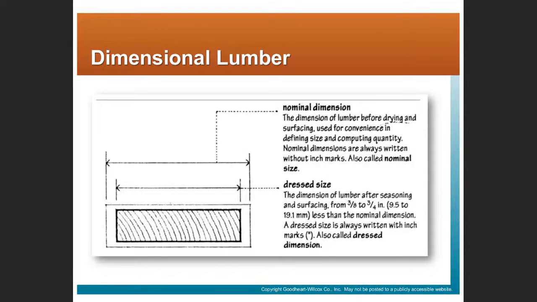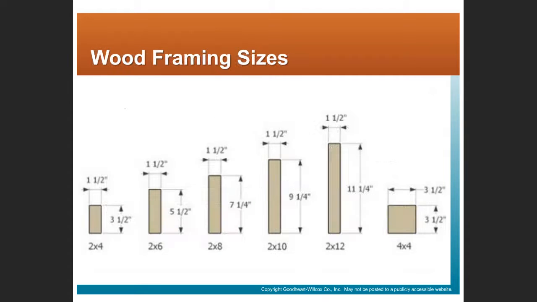Right, so again, just to review: nominal dimension and finished or dressed dimension or dressed size. Dressed size is less than the nominal size. Nominal size doesn't have inch marks. The dressed size or the finished size does. So a 2x4 is 3.5 by 1.5, smaller than the nominal 2x4.